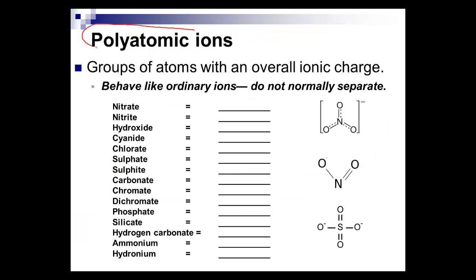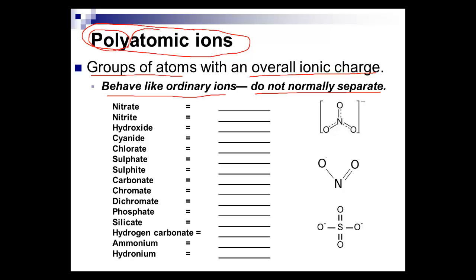In this unit, we'll be working with some things called polyatomic ions. Polyatomic ions are groups of atoms with an overall ionic charge, and they behave like ordinary ions. They don't normally separate. So let's take a look at the word polyatomic. Poly means many, and atomic means atoms. So many atoms, but they're still an ion. Some of these polyatomic ions are things that you've probably heard of before: nitrate, nitrite, hydroxide, cyanide, chlorate, sulfate, sulfite, carbonate, chromate, dichromate, phosphate, and there's more here.